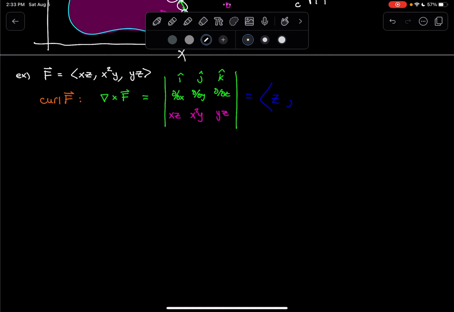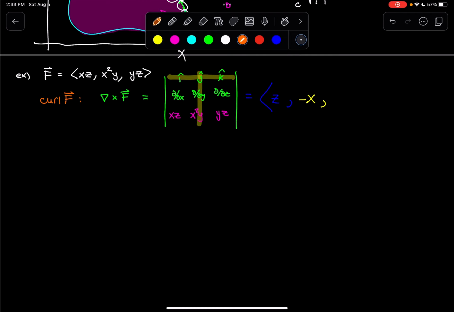So our second one, we cross out the middle, and we're going to do the partial of yz with respect to x, and that's 0. And then we're going to subtract what we get when we do the partial of xz with respect to z. And we're taking with respect to z, so we're just going to get x. So that's going to leave us a minus x for this middle component, minus x.